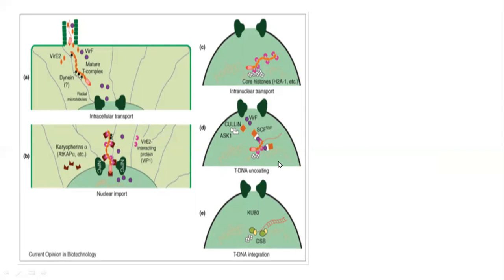Another important factor is Ku80, because it induces the cut in the plant genome so that the T-DNA gets integrated into the plant genome. This integration occurs by the non-homologous end joining process, NHEJ, because here the Ku80 protein is also involved. These are the mechanisms of action, and this is a very important topic for the CSIR-NET syllabus.